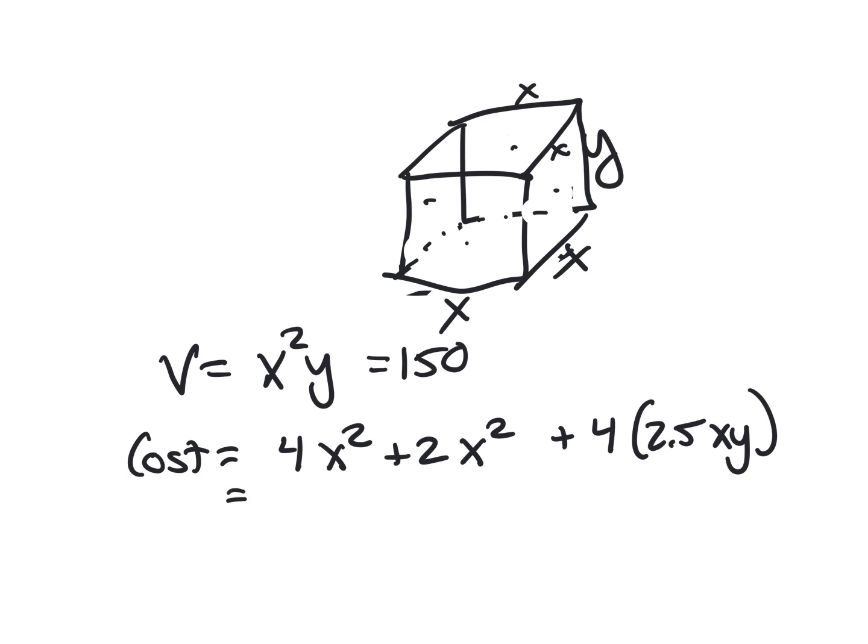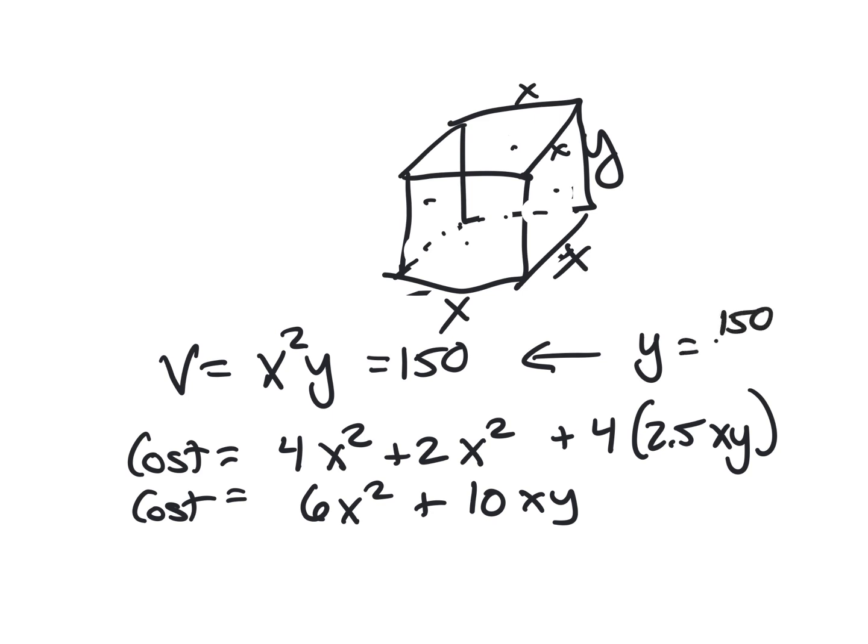Okay, so actually, let's clean this up. It's 6x squared plus 4 times 2.5, which is 10, times xy. And notice it's in terms of 2 different variables. In order to take the derivative and set it equal to 0, I want 1 variable. That's bringing us back to my constraint equation, the relationship between the two. So let's solve for y in terms of x, and then I can plug it in so my cost is only in terms of x.